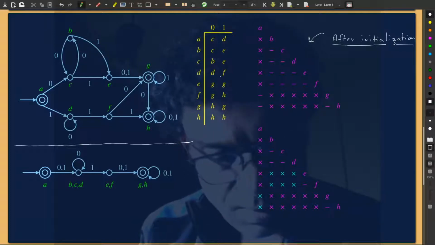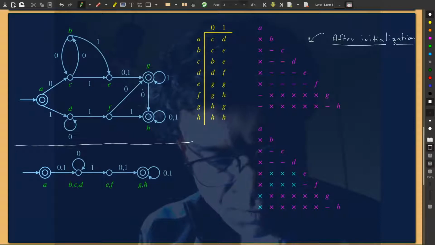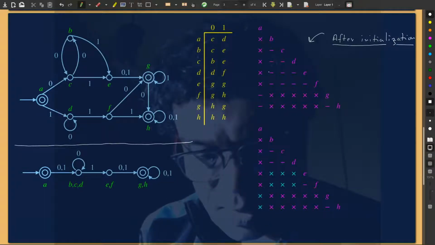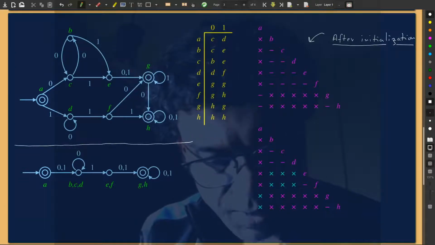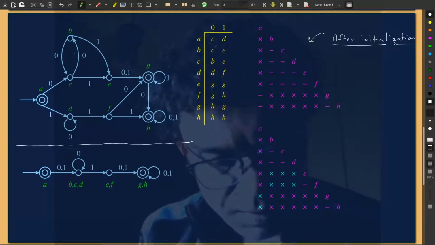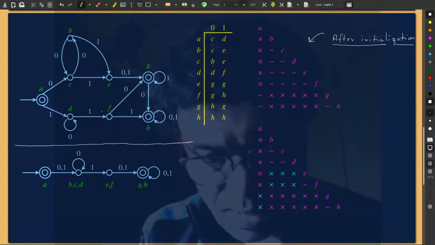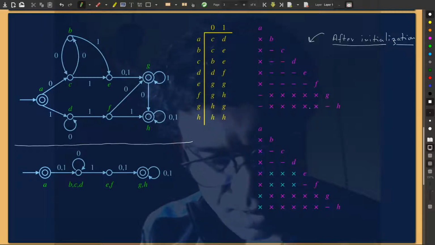Now if I look at B, it is a non-final state. The question of marking it with A is already considered, so I will move forward. B with C, D, E, and F are all non-final states, so I will not mark them. Whereas G and H are final states, so I can mark the pairs BG and BH. The same is true for C, D, E, and F. GH stays unmarked.